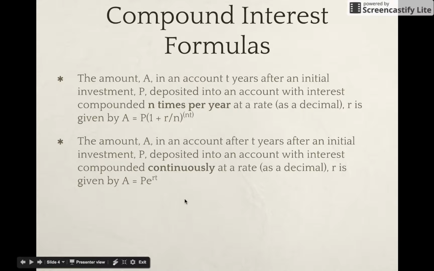If the interest is compounded continuously, we'll use this model. The amount in the account is A equals P, where P is the original investment, multiplied by e raised to the r times t, where r is the interest rate as a decimal, and t is time.